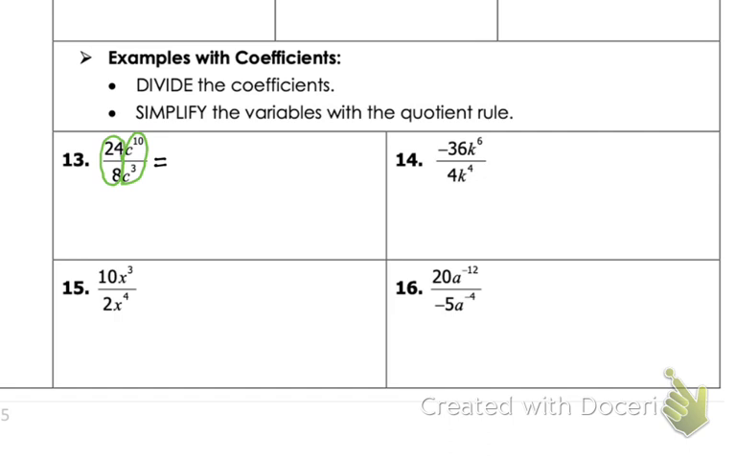Okay. What's 24 divided by 8? 3. And then we have the c portion. So we're going to have c to the 10 minus 3, which is going to be 3c to the 7th.